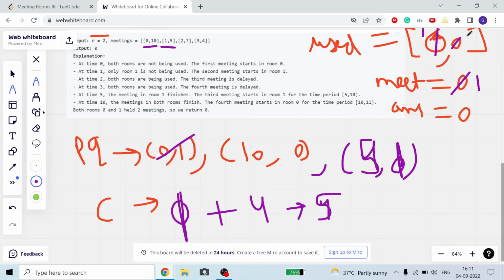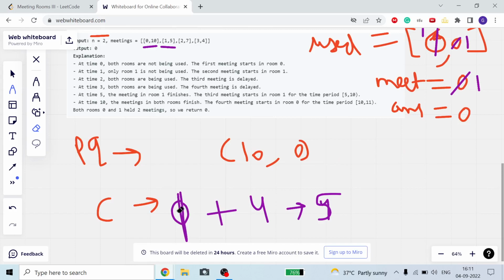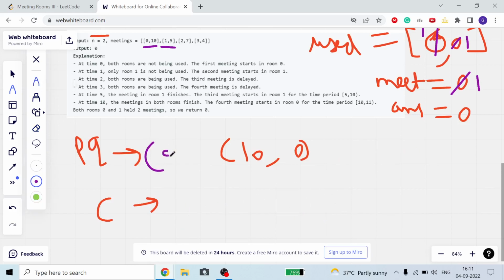So room 1 will also take one meeting. The meeting count is the same, but the answer should be the lowest. So it is 5 comma 1. 5 comma 1 comes in front.